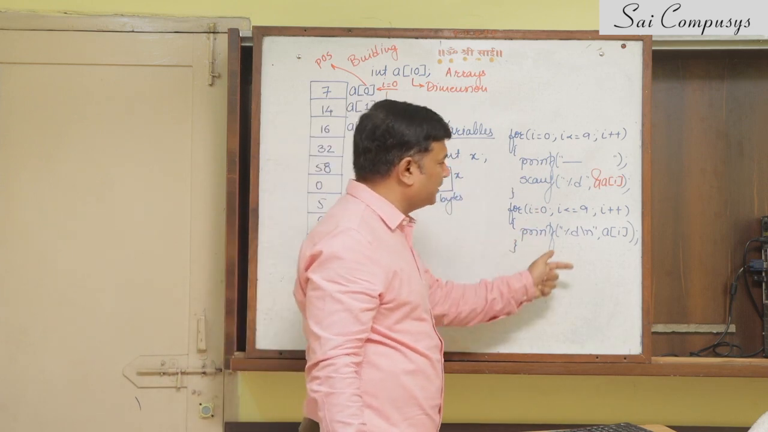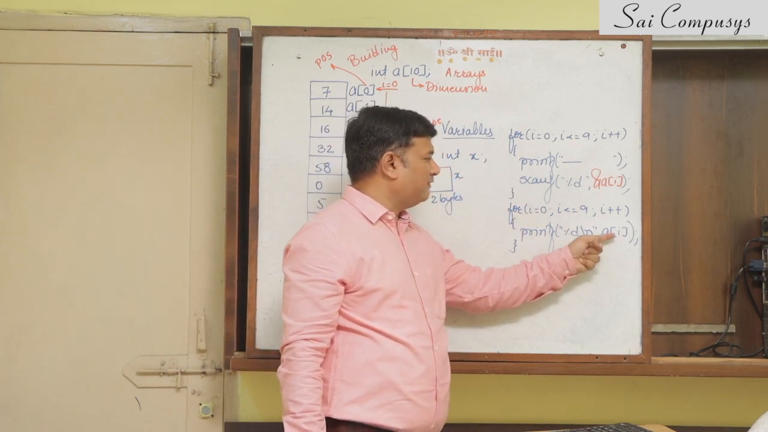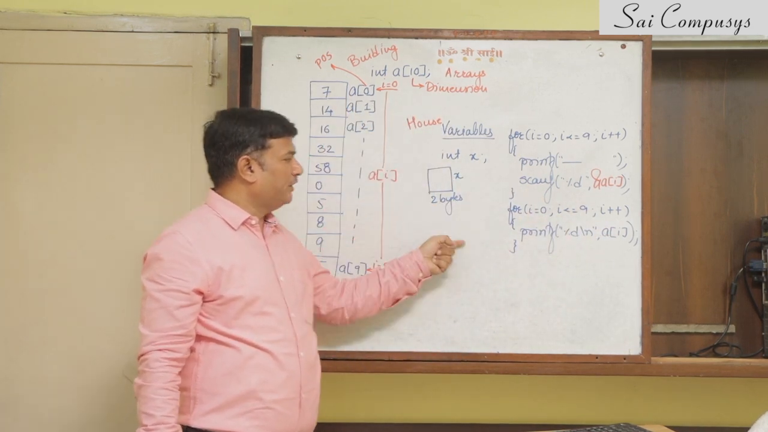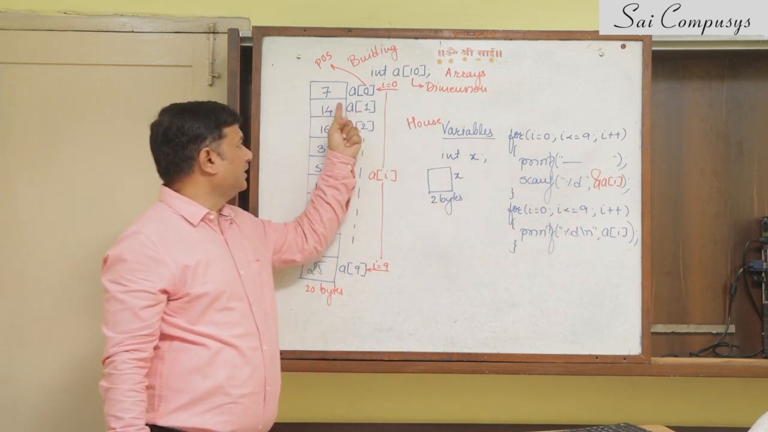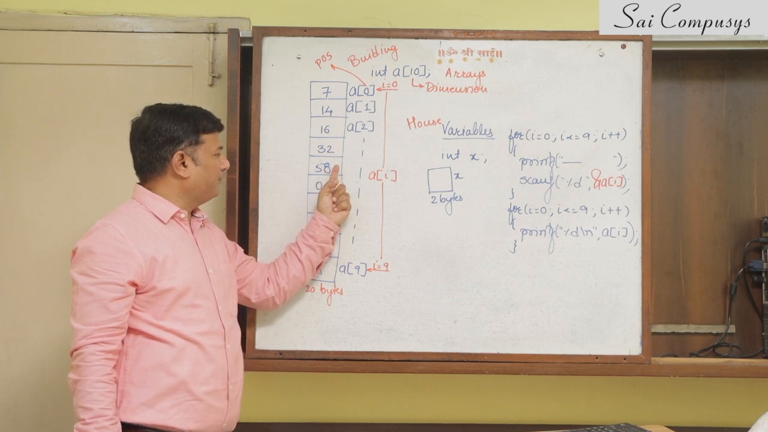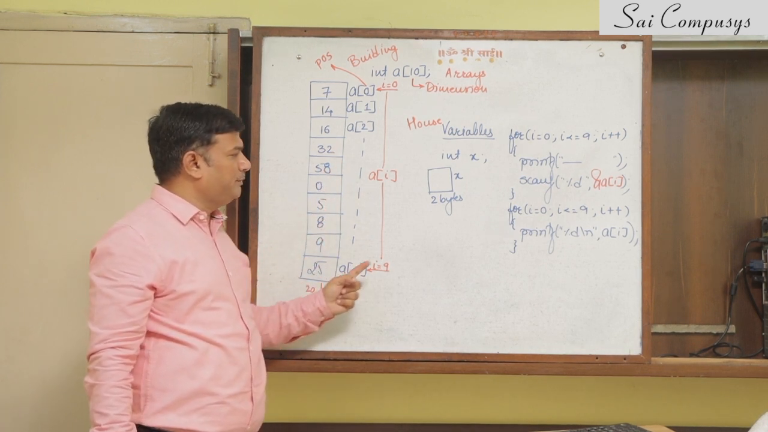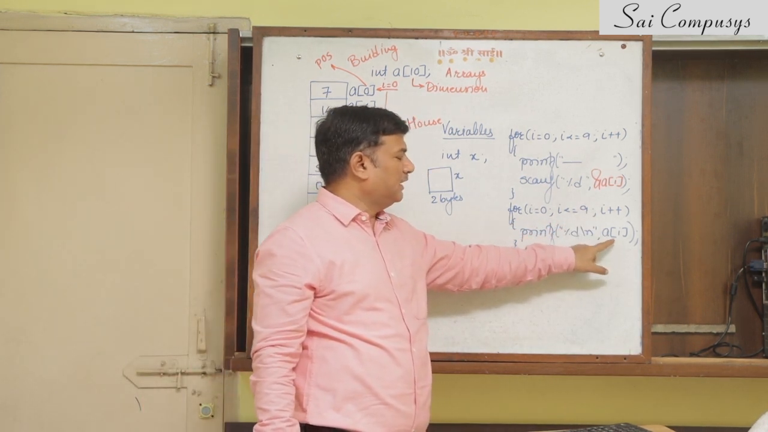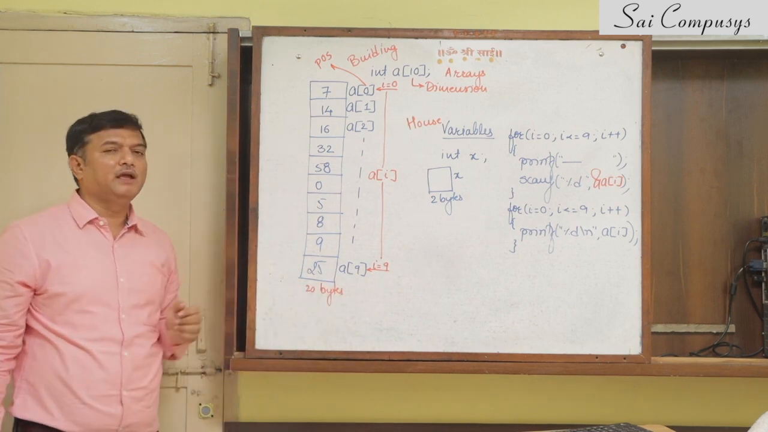Same thing you have to think again. When I is 0, A0 is printed. When I is 1, A1 is printed. When I is 2, A2 is printed. A3, A4, A5, A6, the loop will be executed till A of 9. The last element that will be printed would be A of 9.